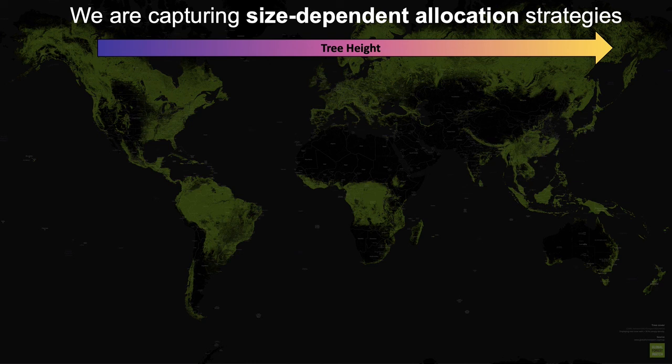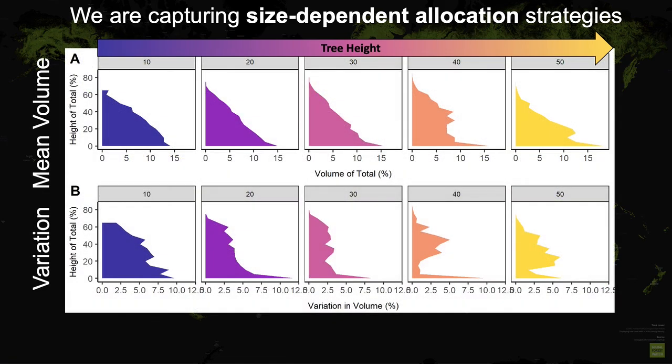Now, one of the first things that I'm going to show you is how we can look at the size-dependent allocation strategies of trees with this type of data set. So across all these different sites where we've derived QSMs, or quantitative structural models, we're looking at the distribution of volume of individual trees, but binned by their individual size class, so the diameter class.